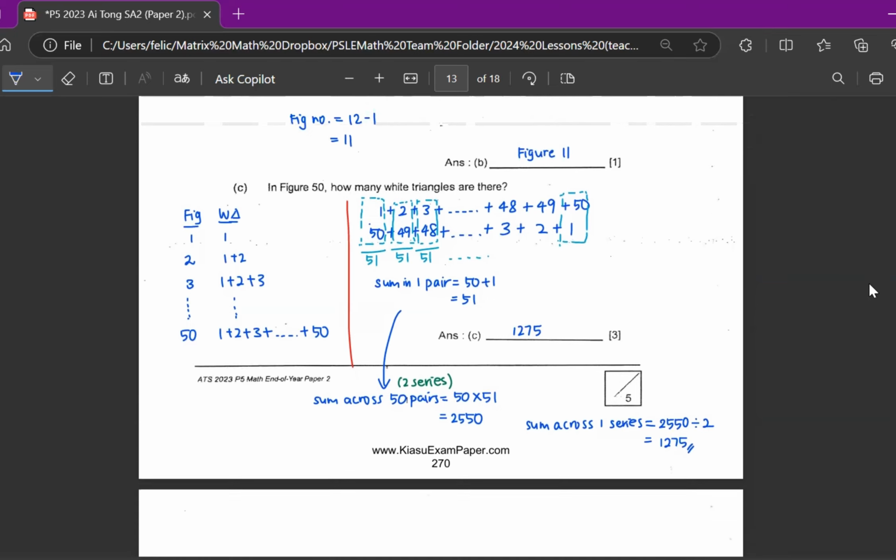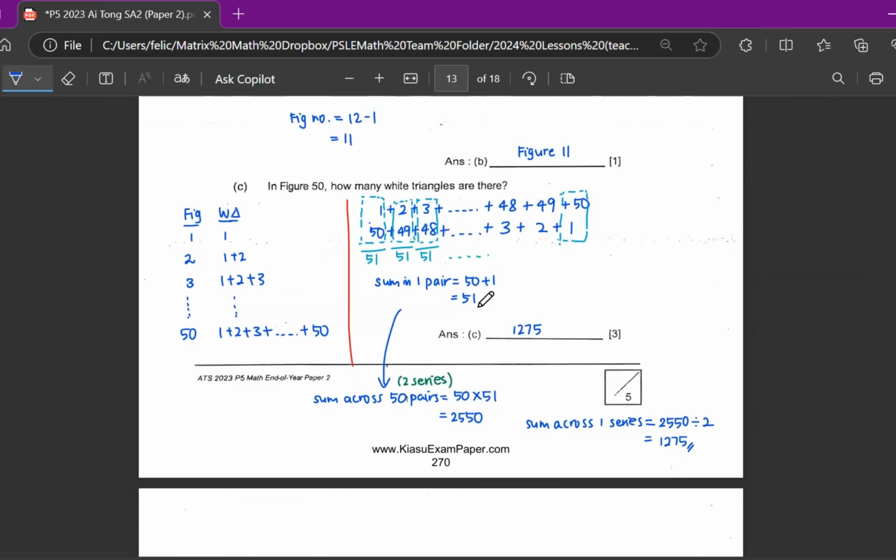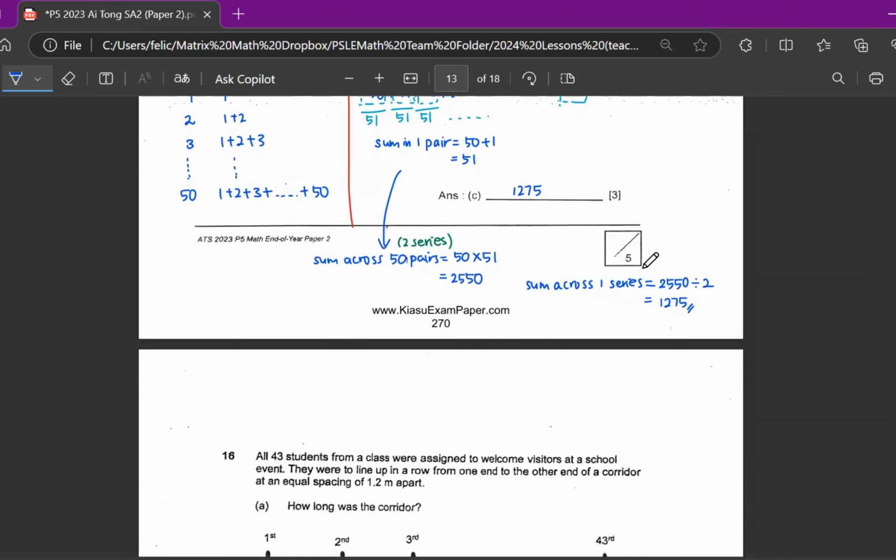Okay, this is definitely challenging, but we call this the reverse series method, which is actually pretty useful in finding the sum of many numbers. Okay?